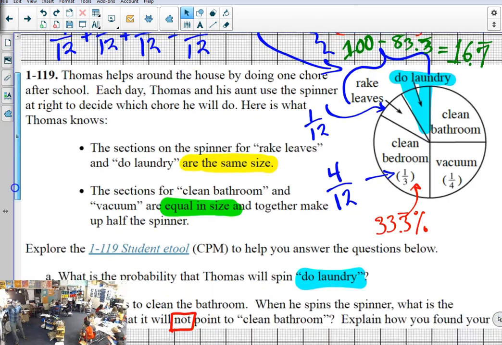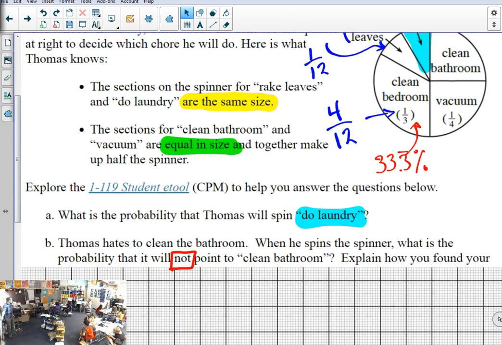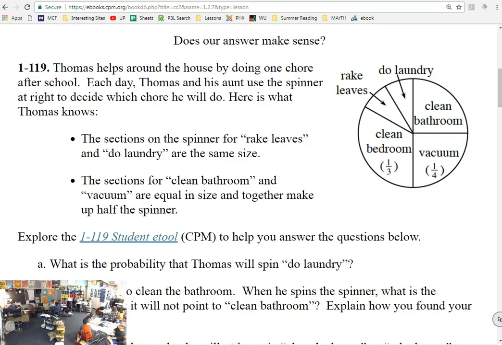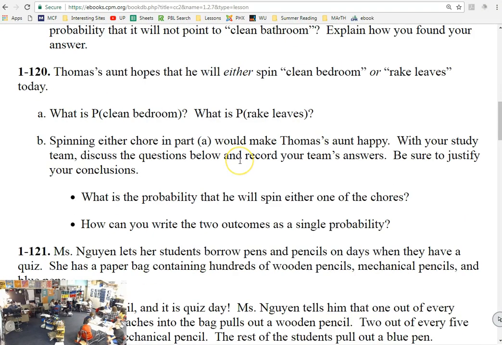Oh, sorry, the other thing, be careful with B. It says not. I knew that some people would probably miss it. It says not 0.2 clean bathroom. Yeah. But we learned, as it turns out, if one of them is a repeating decimal, we should just use fractions. Yes.